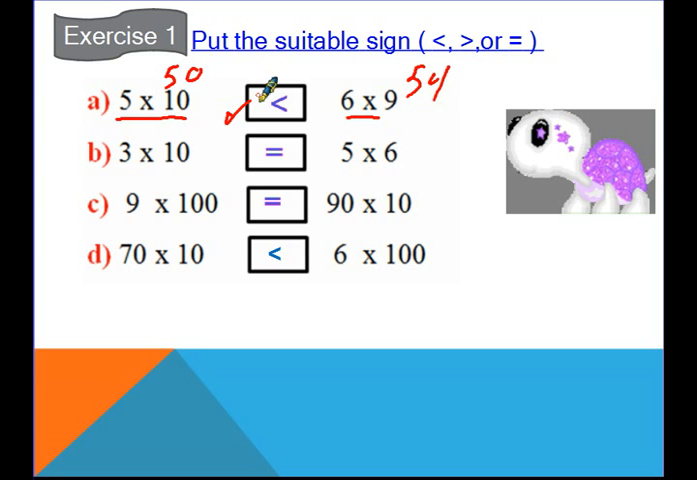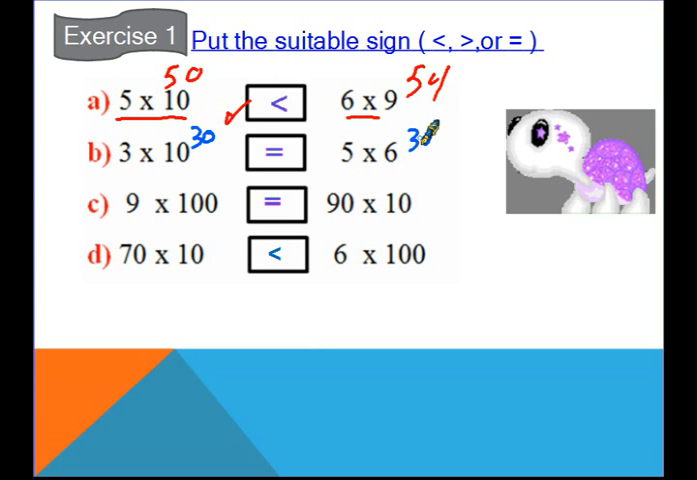3 times 10 equals, and 5 times 6 equals. Which is the greatest? Here, 3 times 10 equals 30. I put a 0 to the right of the number. And here, 5 times 6 also equals 30.